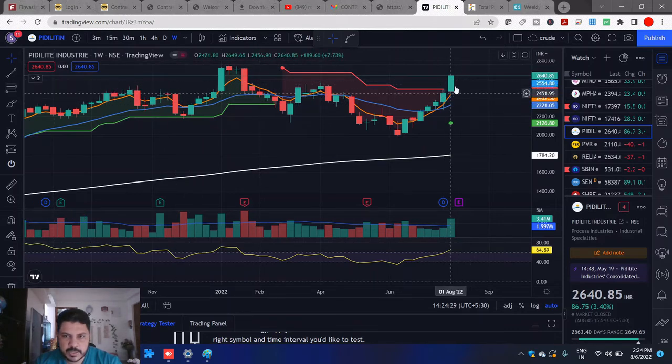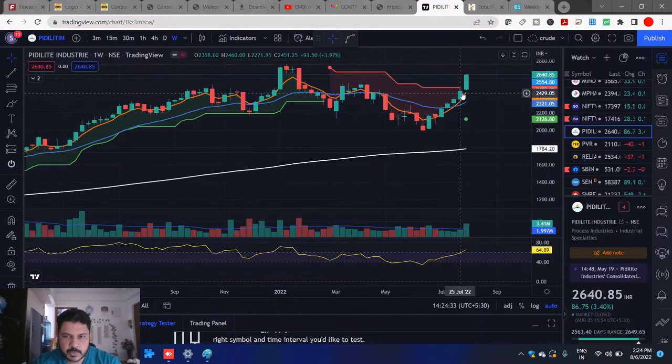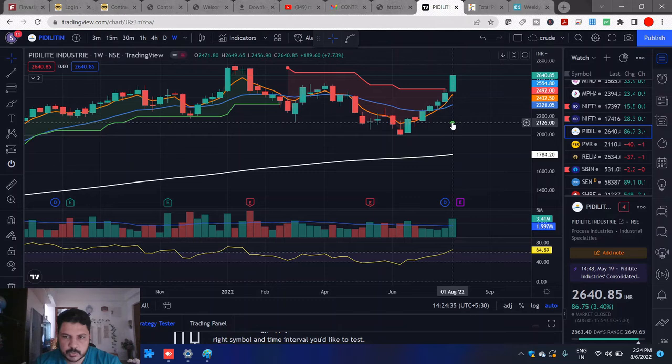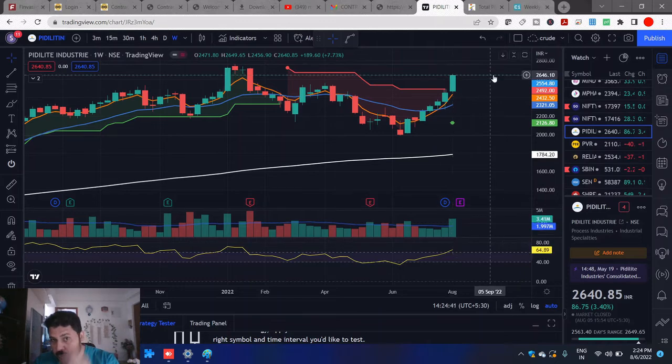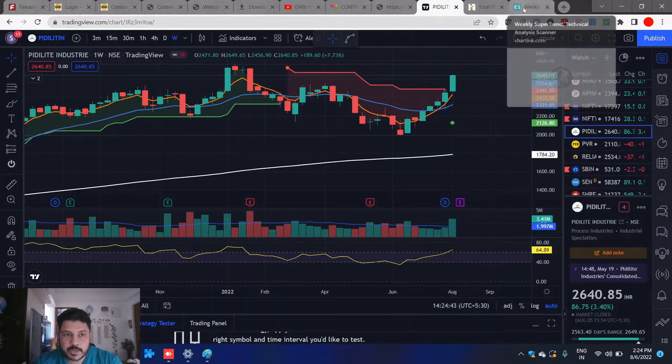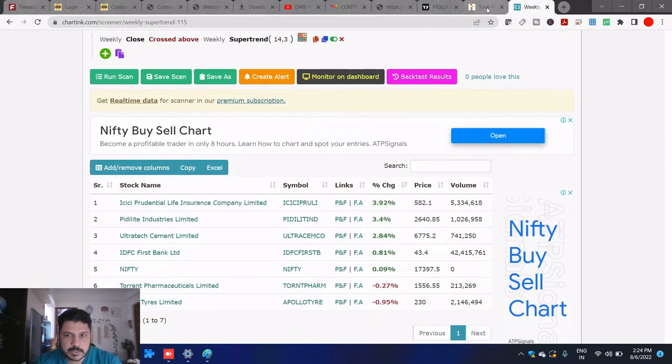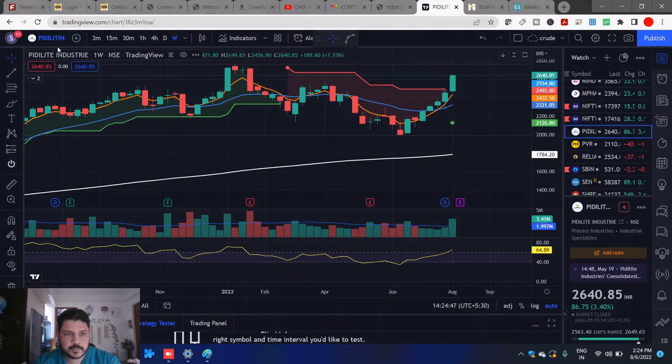So here Pidilite is giving you an entry. Go long in Pidilite. Your stop loss will be this super trend, and keep trailing your super trend until the end and capture the full move. RSI is also giving you a good entry. So Pidilite is one, and the second one is ICICI Pru Life.